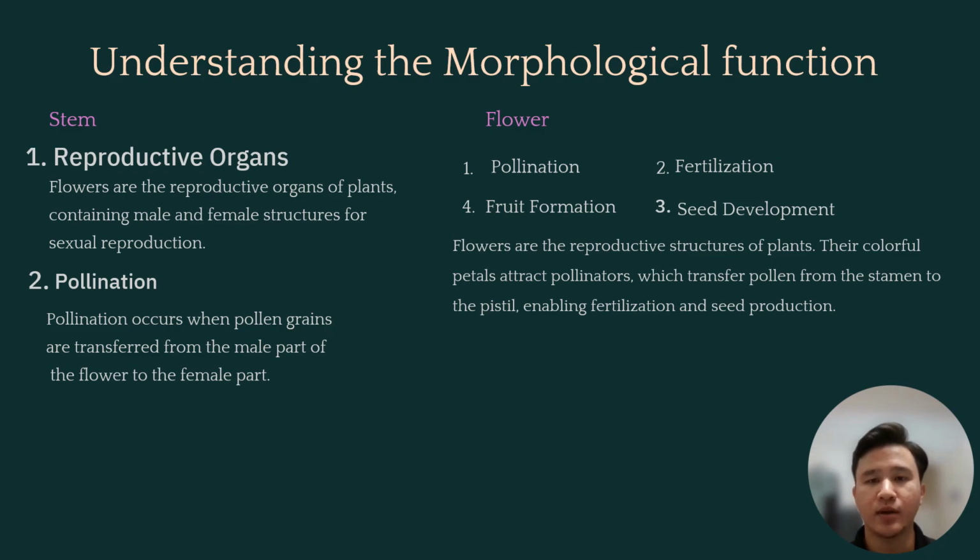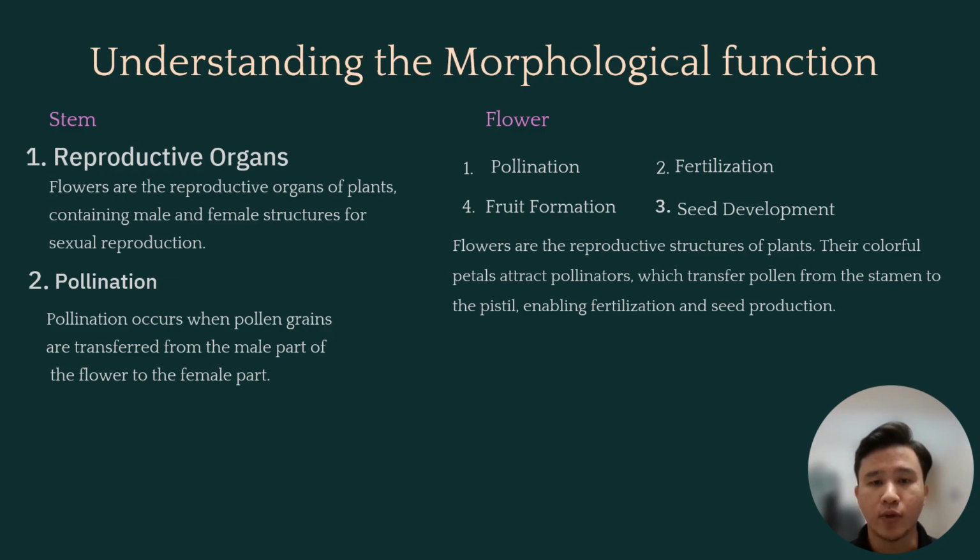Number 3, stem. First, reproductive organs. Flowers are the reproductive organs of plants, containing male and female structures for sexual reproduction. Second, pollination. Pollination occurs when pollen grains transfer from the male part of the flower to the female part. The last one is number 4, flower.